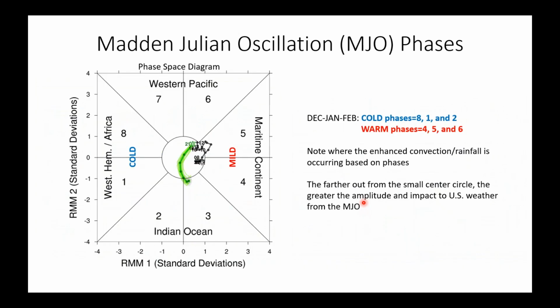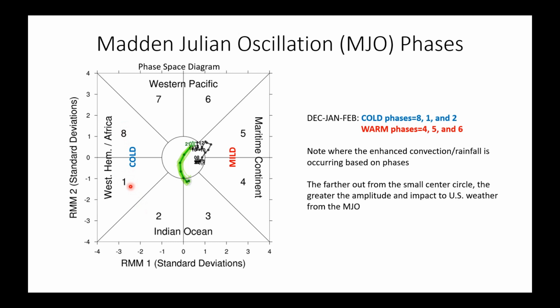So now let's look at this phase space diagram, and these are readily available on the websites. You can go to the Climate Prediction Center website and just Google Climate Prediction Center. And you can get these phase space diagrams, okay? Now, what do we got going on here? We got all 8 phases of the MJO noted here.